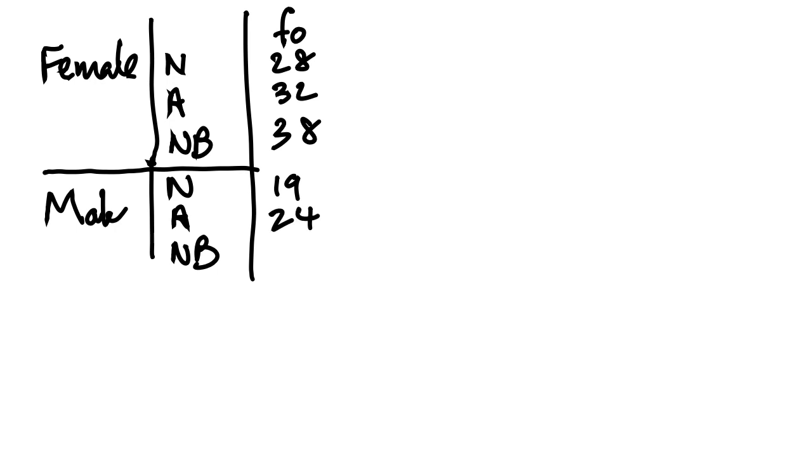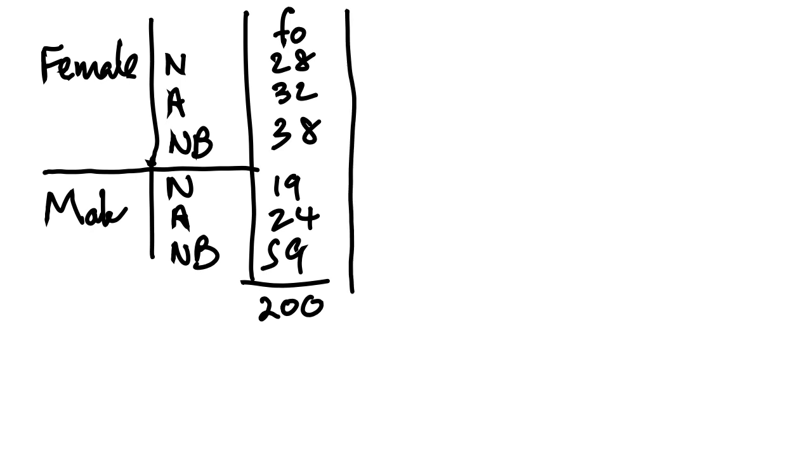All right, the total of that is 200. So that's your F0 column. The next column is your FE, and this is your expected frequency. Now, this is where you're required to do some calculations on your side.